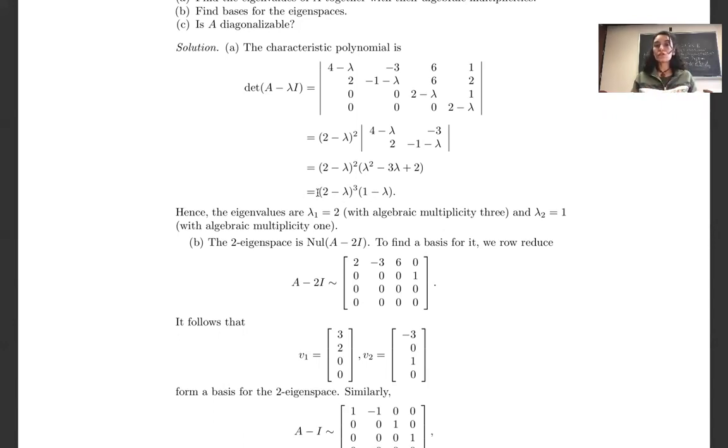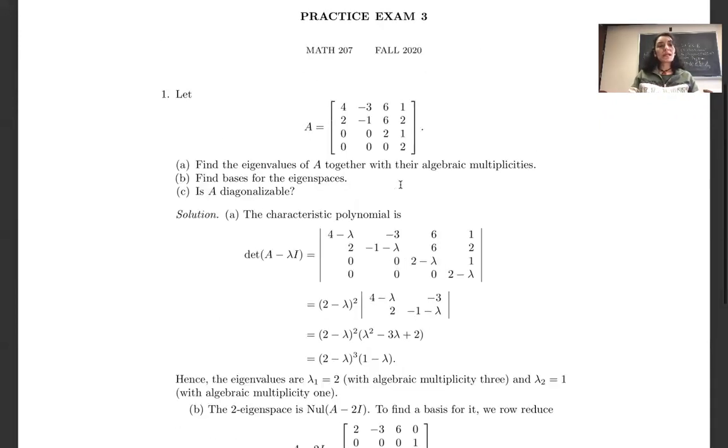And if you look at the algebraic multiplicity, for the eigenvalue 2, my algebraic multiplicity is 3. And for the eigenvalue 1, my algebraic multiplicity is 1. So this is the answer of the first question. So the second part asks, find a basis for the eigenspaces.